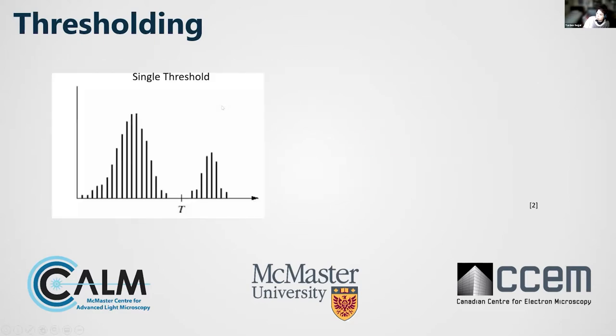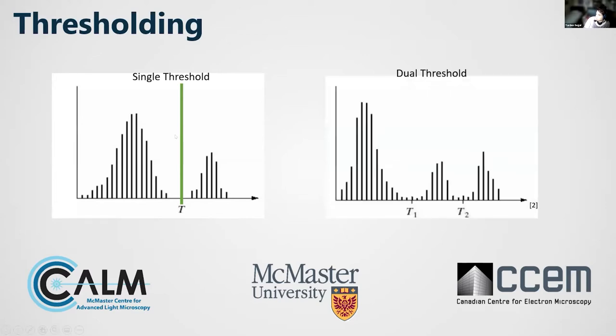So one way of thresholding is through the histogram. Here's an example of a single threshold, where everything below this is zero and above this is one. You can also have a dual threshold. You can do multiple segments, but that's a bit more complicated and we won't be looking at that.